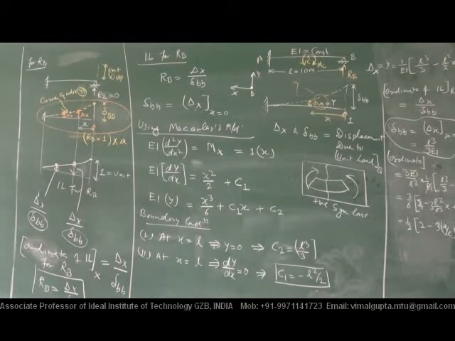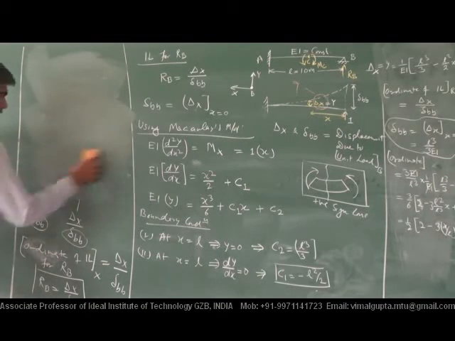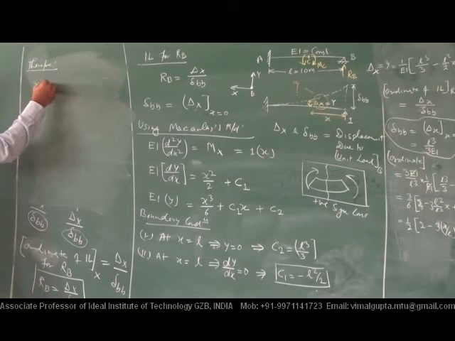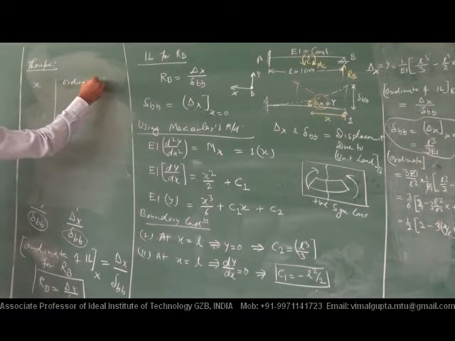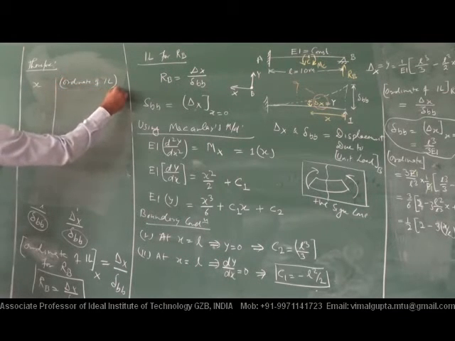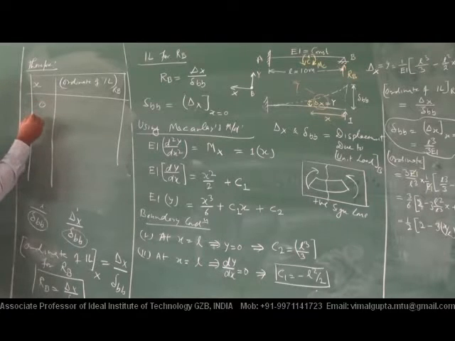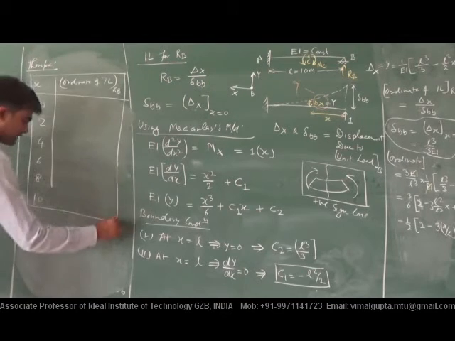Now what will be the ordinate? Therefore, make the table of value of x and ordinate of IL for RB, at different intervals: at 0, at 2 meter, 4 meter, 6 meter, 8 meter and 10 meter. Calculate that ordinate.